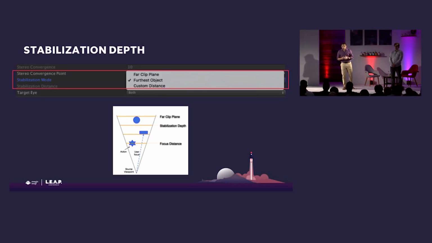The stabilization mode is used to calculate the stabilization depth, and there are 3 values. By default, it's set to far clipping plane, but you can also set it to the furthest object, in which case the engine automatically calculates the farthest object in your current view frustum and sets the stabilization depth to that point. Now, if you use the custom distance, then make sure that the stabilization depth is between the focus distance and the far clipping plane as shown in this picture.